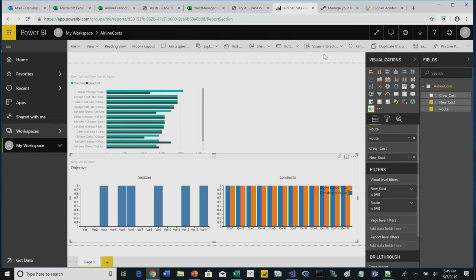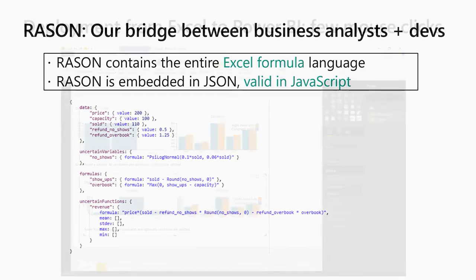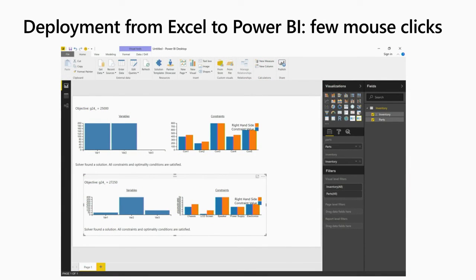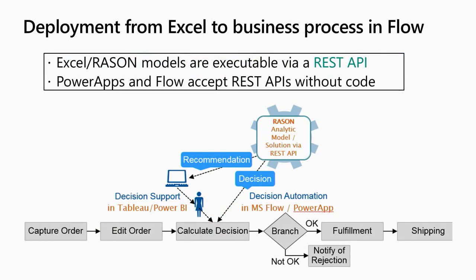And let me actually switch back here, so you saw that happen from Excel to Power BI. Now let's talk a little bit about going from Excel into a business process using Flow. And this picture is sort of a general purpose picture. I actually got this with permission from one of the Gartner analysts who's talking about this.